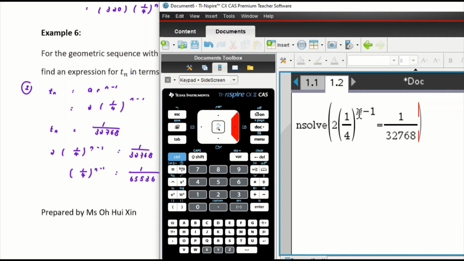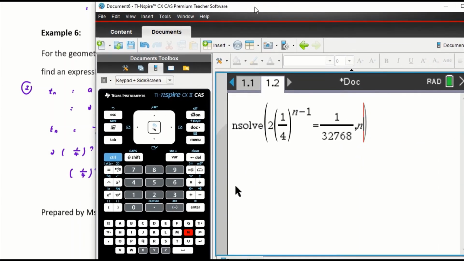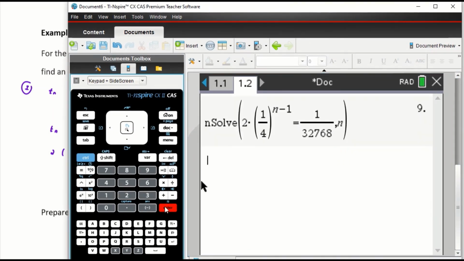So let's say this is a, then you're going to type a. In this case it's n, then you're going to just put a comma. You can see a comma here, right? Yeah, a comma. And then after that, press N. Then what we're going to do next is just press Enter. Then you will straight away get your answer at the back.